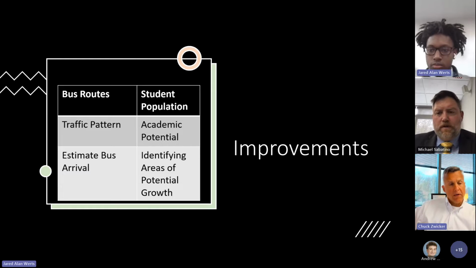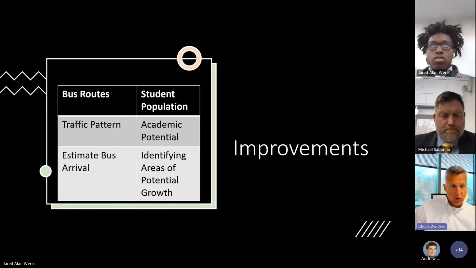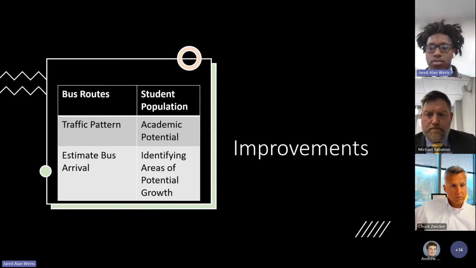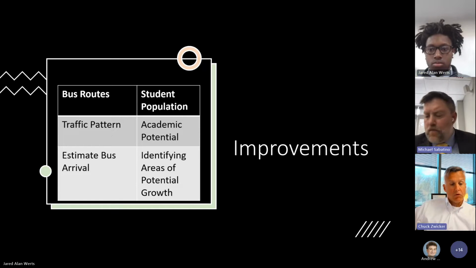Got it. Okay. And then the student population, was that the entire student population, or was it just the student population that you verified uses the busing? That was the student population of the whole student body in the last 5 years. Oh, geez. Okay. Did you try and correlate the student population to who's actually riding those buses? No, I did not. Okay.